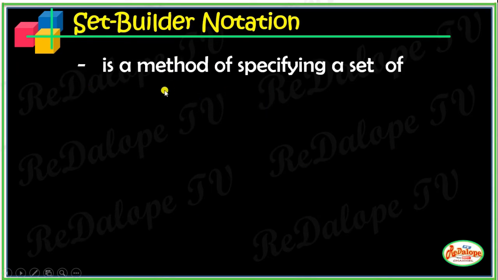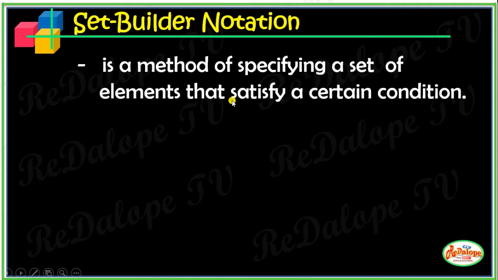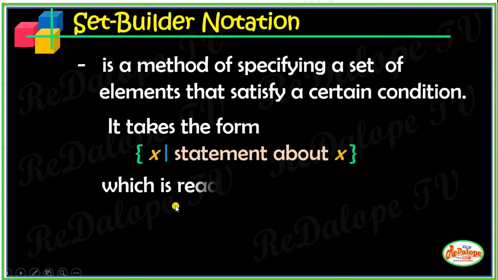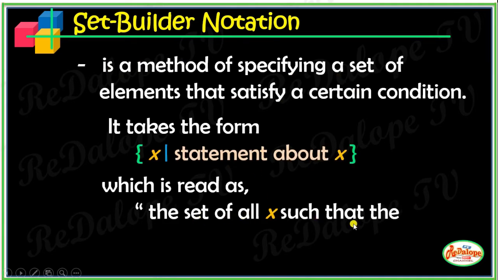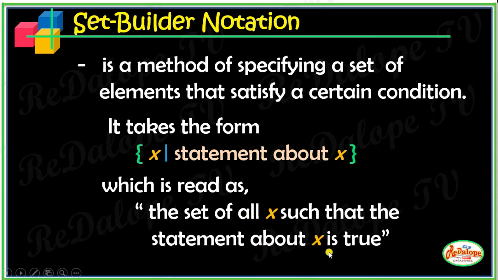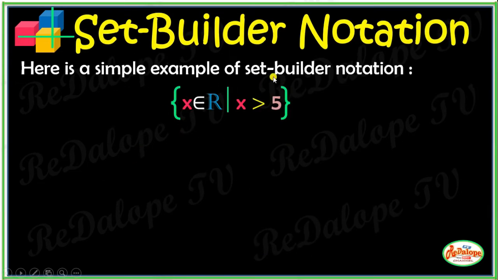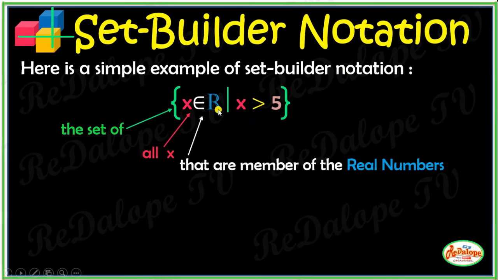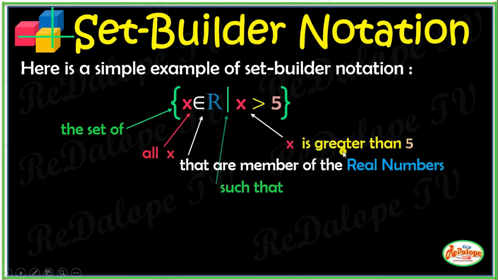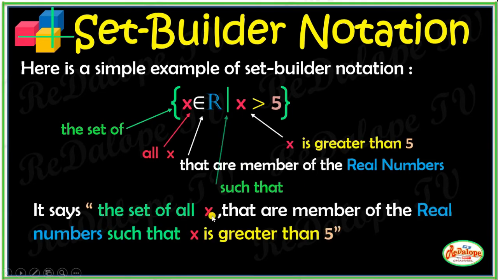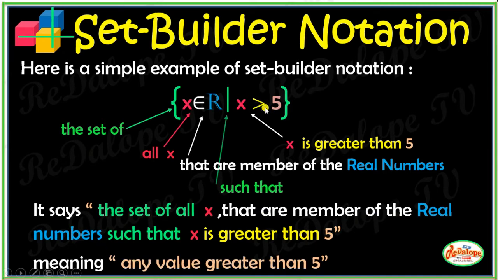Now, set builder notation is a method of specifying a set of elements that satisfy a certain condition. It takes the form of this symbol that reads as the set of all x such that the statement about x is true. So we have here a simple example of set builder notation: the set of all x that are members of the real numbers such that x is greater than 5. It says that the set of all x that are members of the real numbers such that x is greater than 5, meaning any value greater than 5.